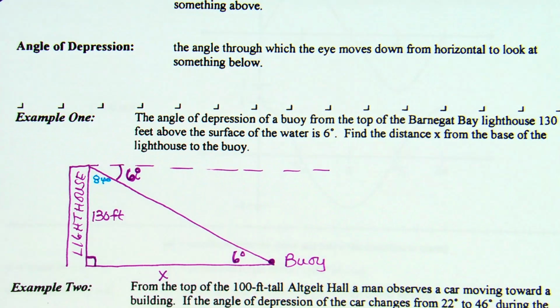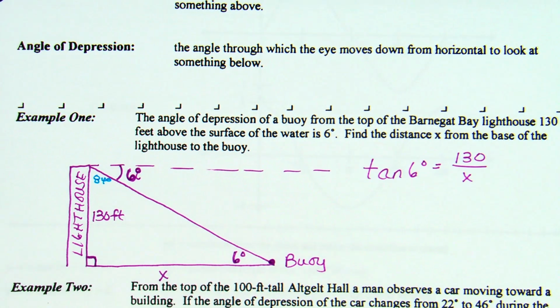We did something like this previously, didn't we, where we had to solve for x when we were first reviewing SOHCAHTOA? What do we do here? Yeah, that's 130 divided by x. Let's multiply by x. So I multiply x over, it's x times the tangent of 6 degrees equals 130. To get x by itself, I'm going to do x equals 130 divided by tangent of 6 degrees. Grab your calculator and try it.